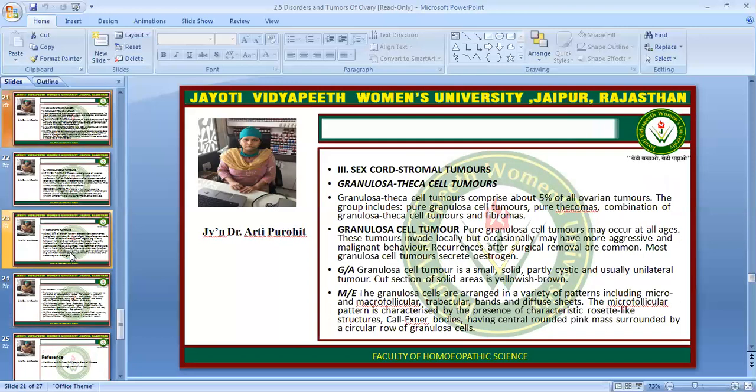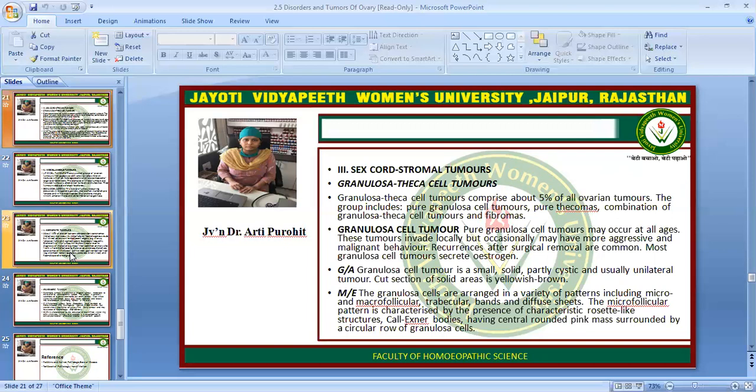The third type of tumors are the sex cord stromal tumors. Granulosa theca cell tumors comprise 5% of all ovarian tumors. Granulosa cell tumors are pure granulosa cell tumors seen in all ages. They invade locally, or occasionally show more aggressive and malignant behavior. Recurrence after surgical removal is common. Most granulosa cell tumors secrete estrogen.